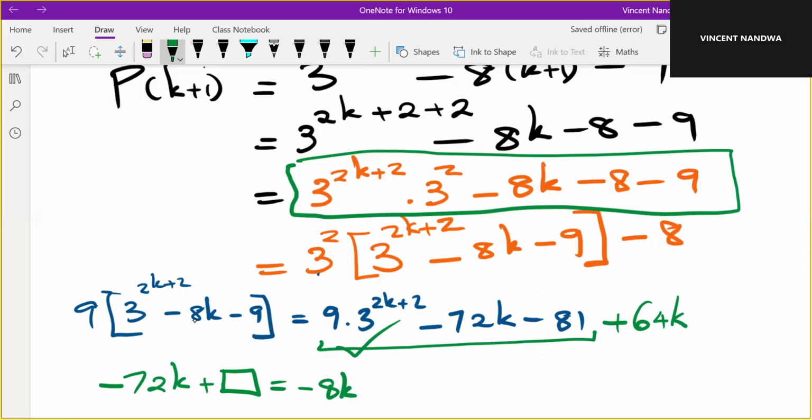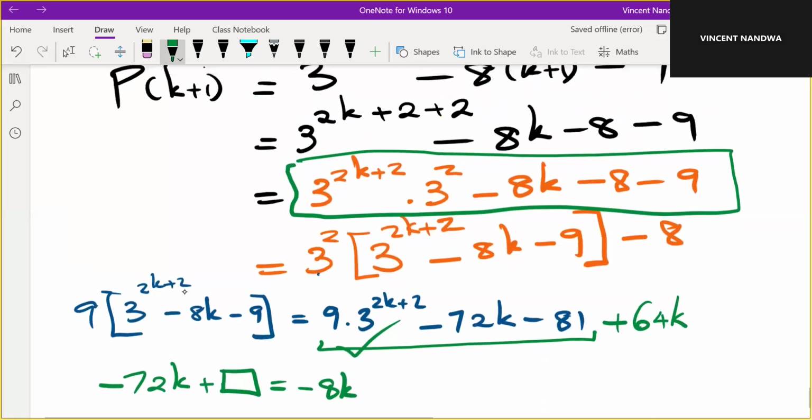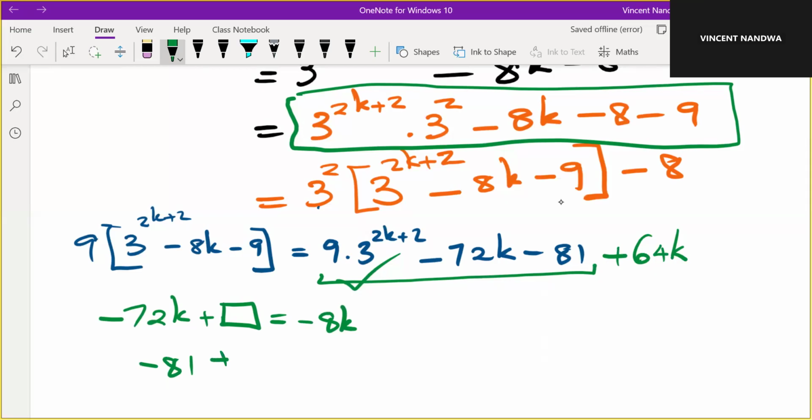Here I have minus 81, okay? So I have this minus 81 as the constant. But in the previous expression, what is the value of the constant? Remember, these are the two constants. Minus 8 minus 9 is what? Minus 17, okay? This constant involves this minus 8 and minus 9, so when you combine them, it is minus 17. So then ask yourself, what should I add to minus 81 so that the answer is minus 17? Can you find the value of that box?